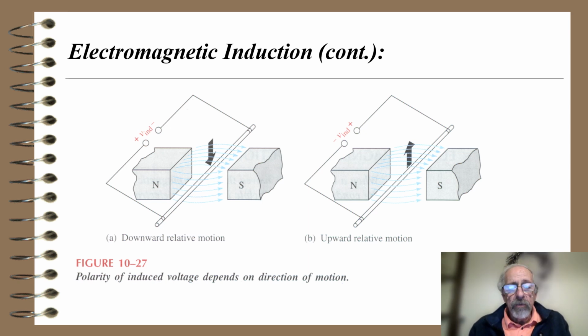The polarity of the induced voltage depends on the direction of motion. Here you see on the left-hand side, downward motion gives a plus to minus as indicated. Upward motion gives a minus to plus as indicated. Just the opposite, 180 degrees out of phase, if you will.